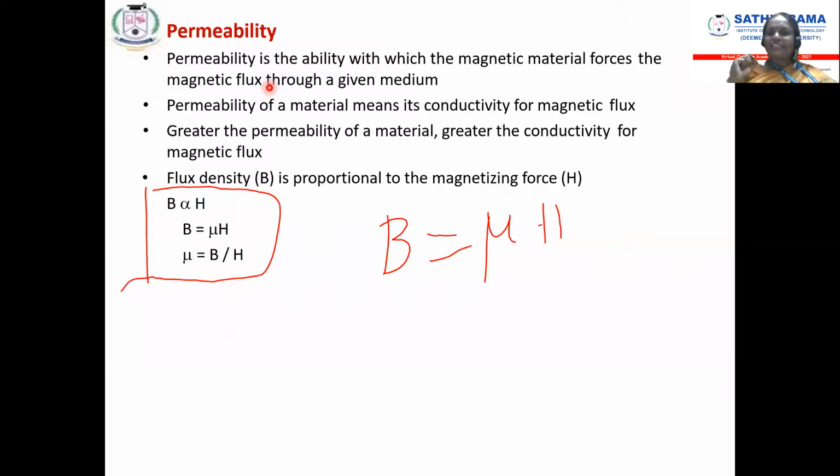Permeability means it is the conductivity of the magnetic flux. You all know the greater the permeability, the greater the magnetic field and the greater the magnetic field strength. That's why they have given one formula: B is proportional to H. So B equals nu H, and nu equals B by H. Using this only, we will explain the hysteresis curve.